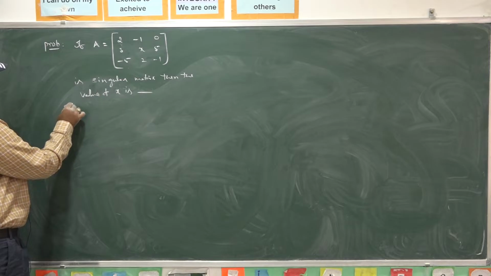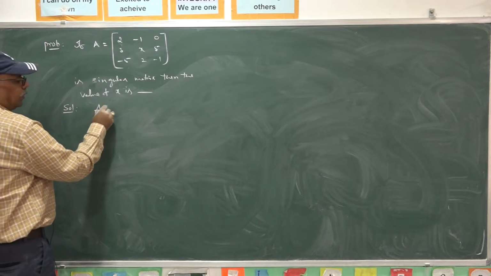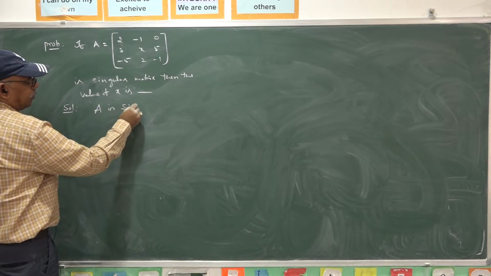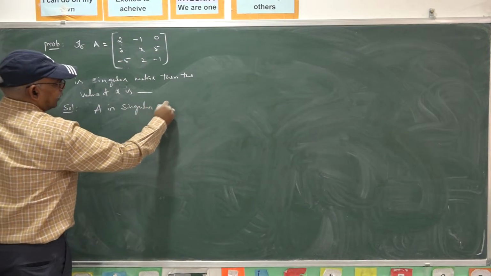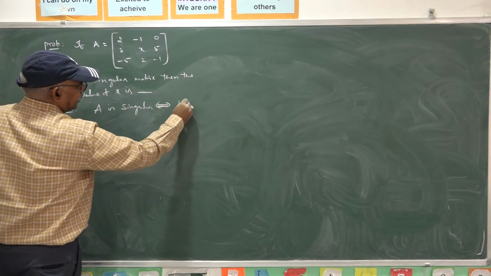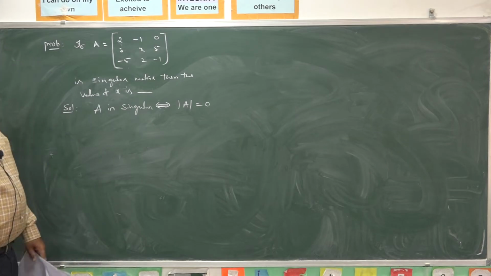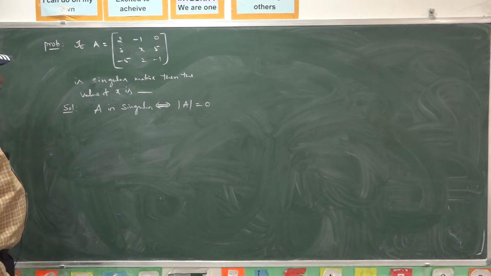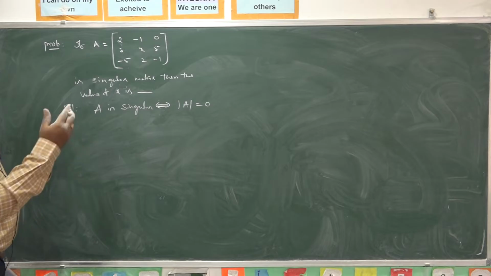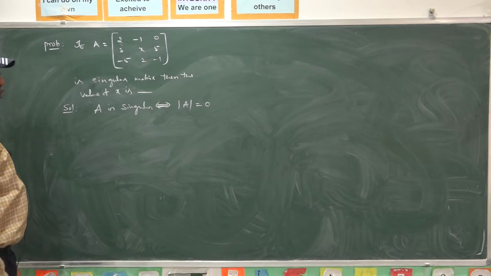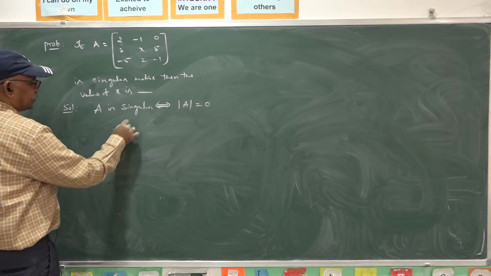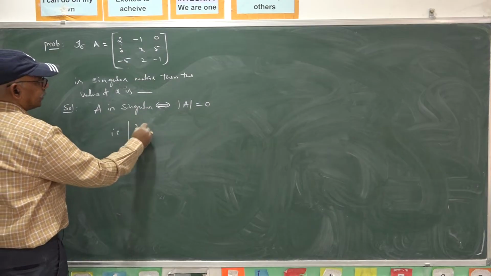Once A is singular, that implies the determinant of that matrix is 0. Once it is singular, then its determinant is always 0. So that is the determinant of the matrix.